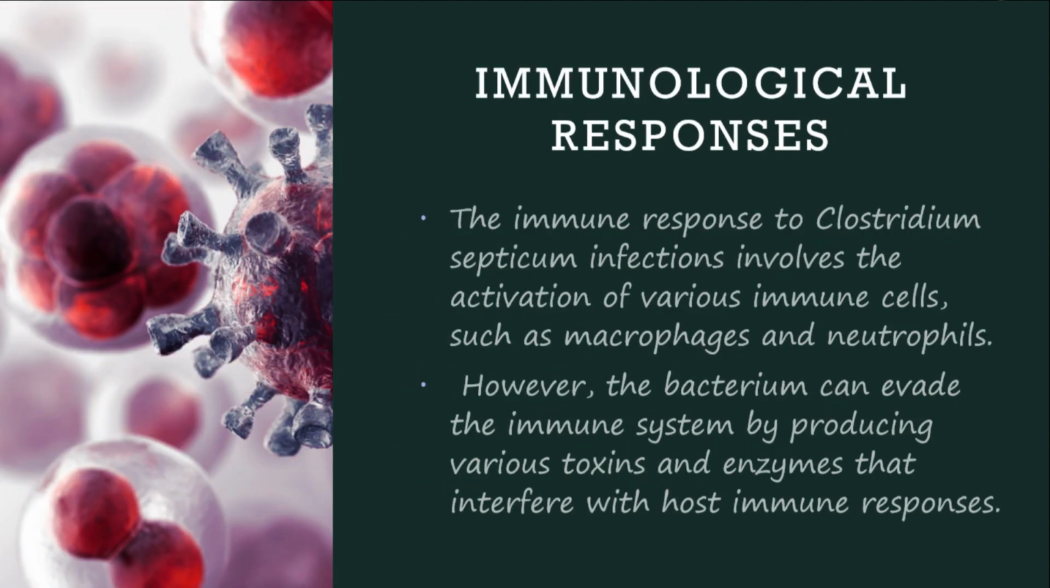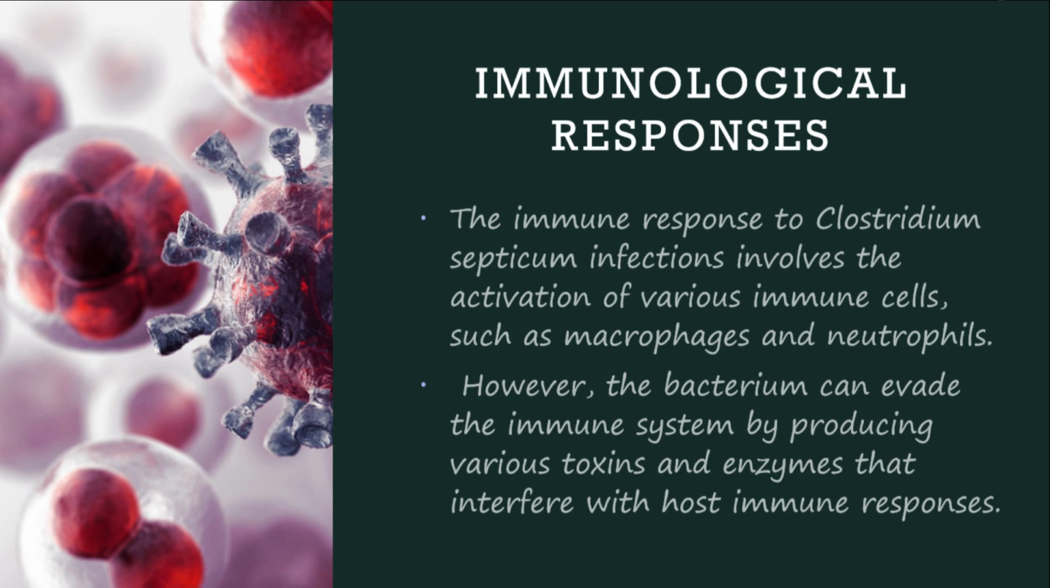The immune response to Clostridium septicum infections involves the activation of immune cells like macrophages and neutrophils. These cells play a crucial role in recognizing and eliminating the bacterium. However, Clostridium septicum has developed strategies to evade the immune system. It produces toxins and enzymes that can interfere with host immune responses.